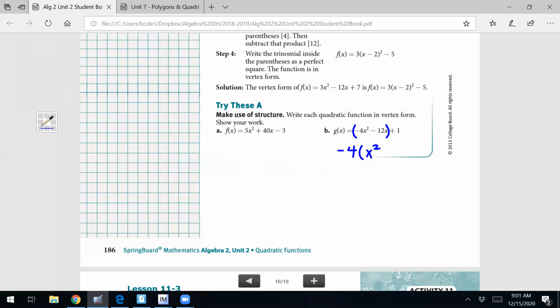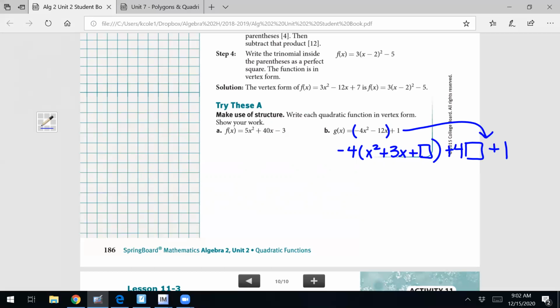What's negative 12x divided by negative 4? So positive 3x plus a box, close parentheses. Now, outside of that, you always subtract. This time, what are we subtracting? Negative 4. So do we say minus negative 4? We're going to make that a plus 4 times the box, and then bring down plus 1.